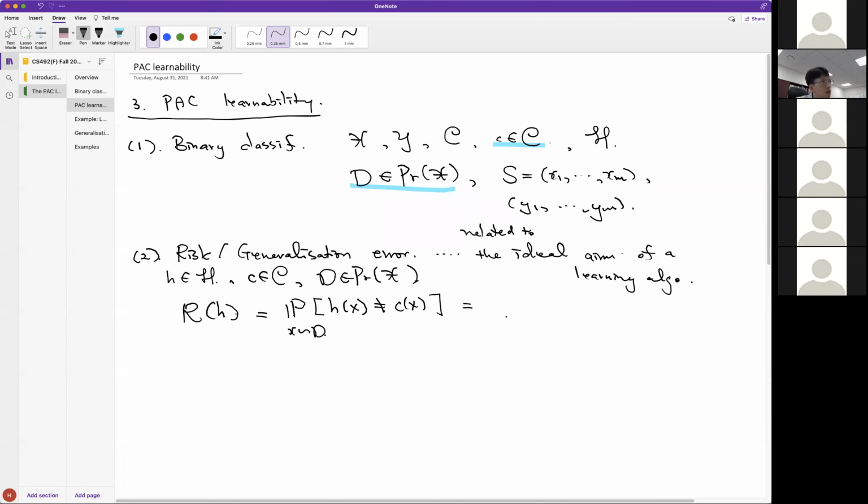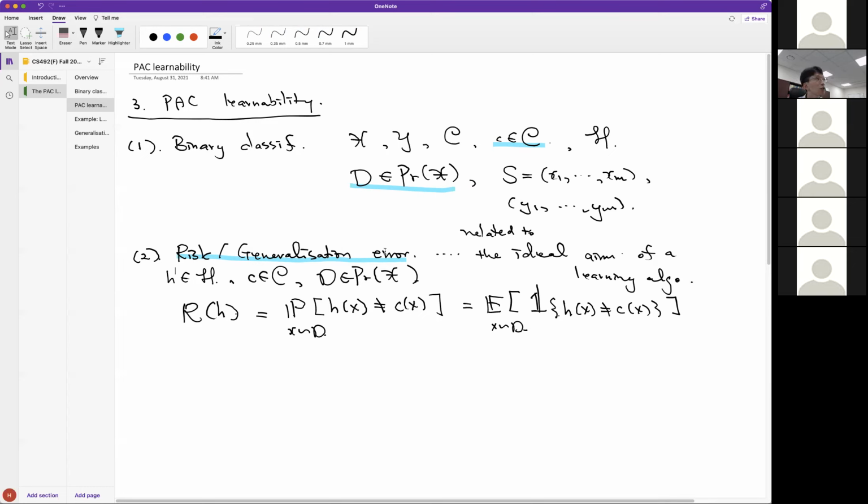And then you can also write it as an expectation of a so-called indicator function. This function returns 1 if the condition is true, otherwise it returns 0. So it's the same as computing the expectation of this indicator function. So that's the risk, or generalization error. Later, we will use some different notions of risk, but in all cases, the idea of risk is exactly the same.